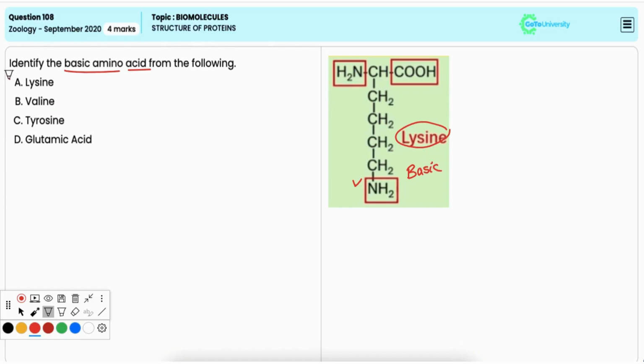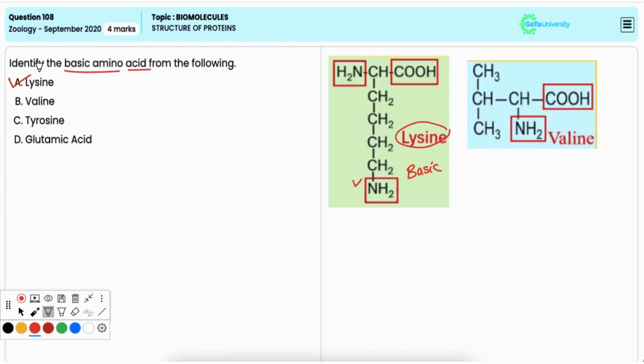Option B, valine. This is incorrect because valine, which is a non-polar hydrophobic amino acid, does not have a basic or acidic side chain. So it's a neutral amino acid.